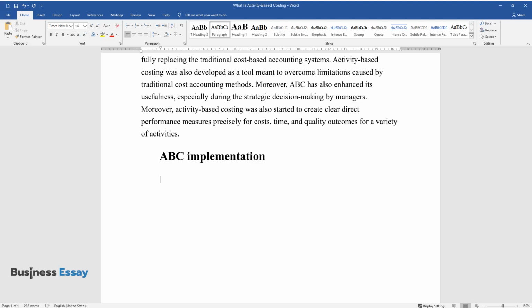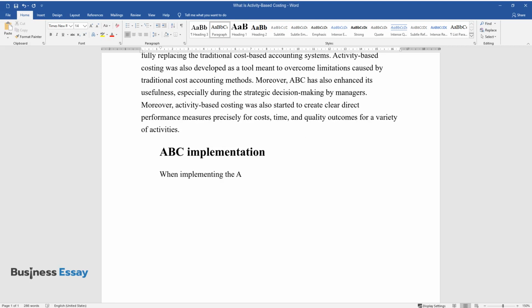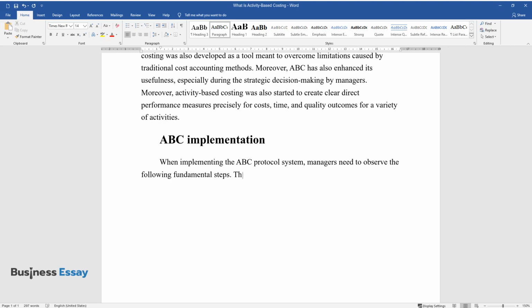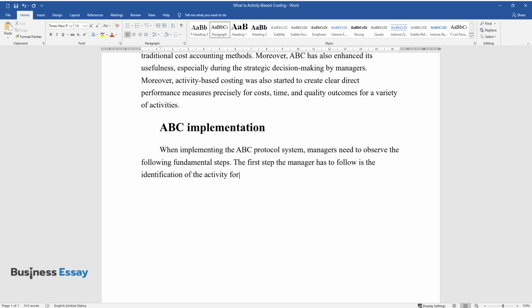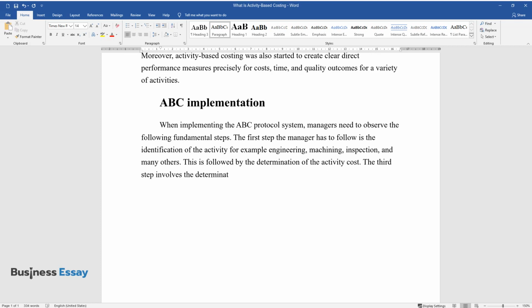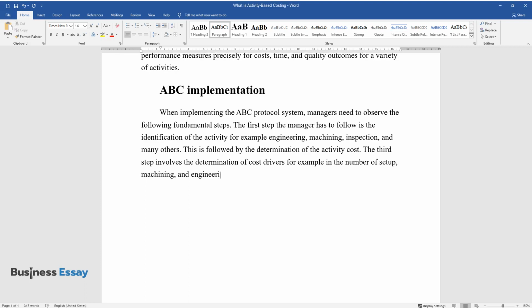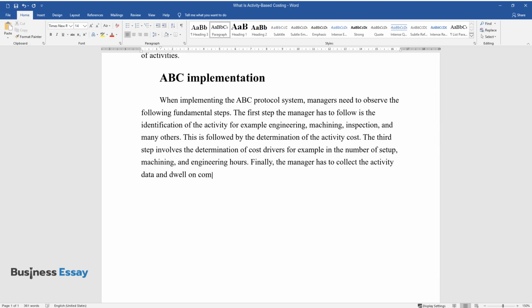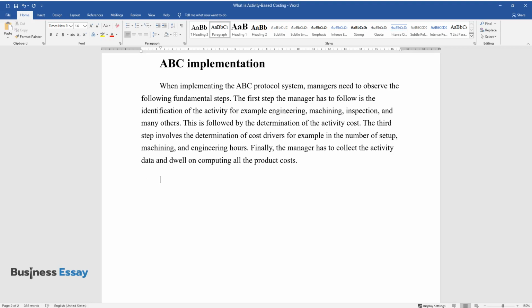ABC implementation. When implementing the ABC protocol system, managers need to observe the following fundamental steps. The first step the manager has to follow is the identification of the activity, for example engineering, machining, inspection, and many others. This is followed by the determination of the activity cost. The third step involves the determination of cost drivers, for example the number of setups, machining, and engineering hours. Finally, the manager has to collect the activity data and dwell on computing all the product costs.